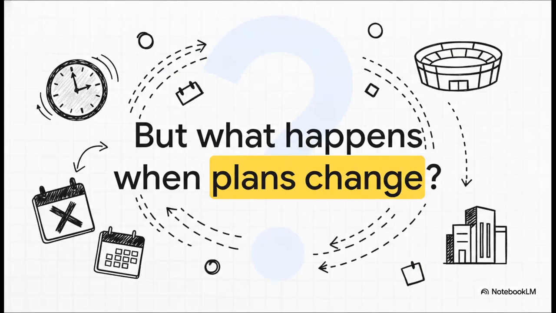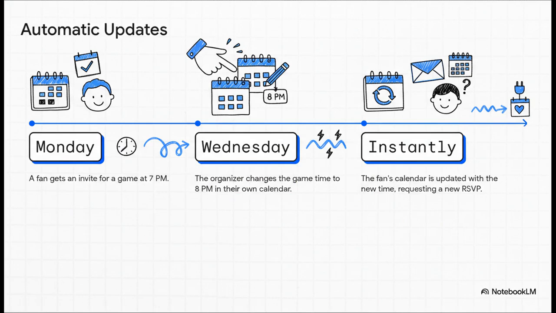But of course, in the real world, schedules are never set in stone, right? A game time might get pushed back, a venue could change. So what happens then? How does the system handle all of these updates? Well, the process is completely seamless.